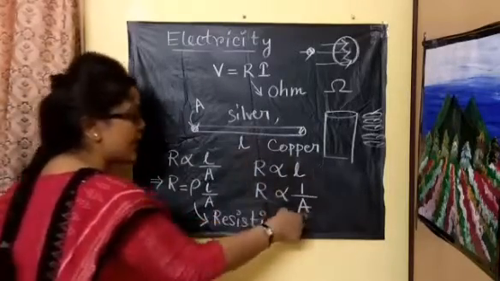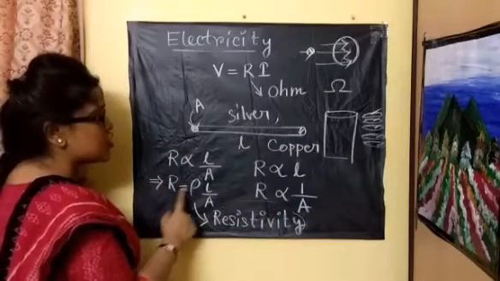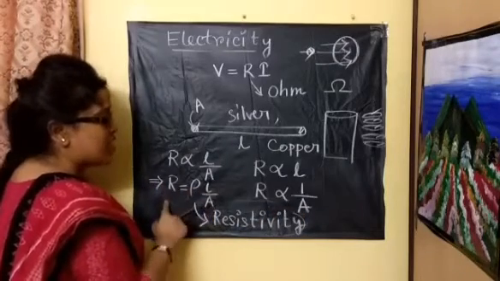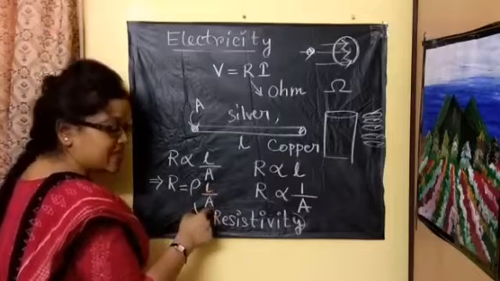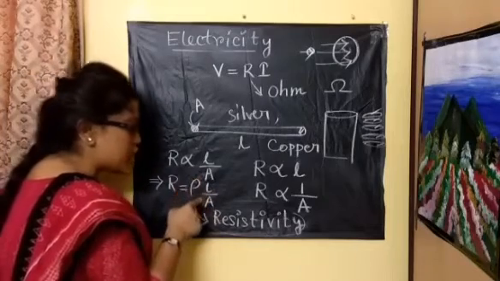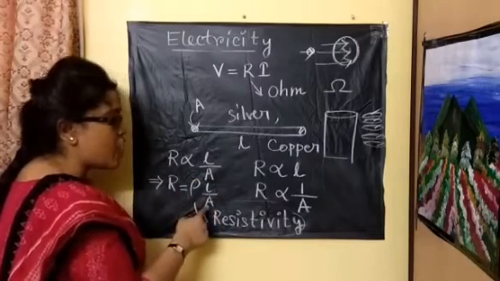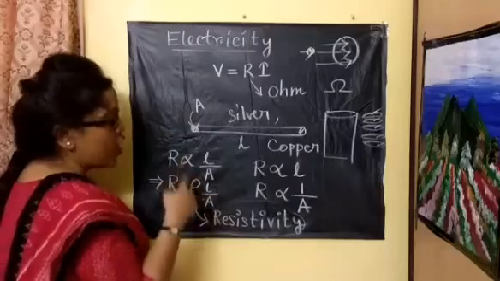Now from these two factors, what am I getting? R equal to rho L by A. This rho is called the proportionality constant of this equation, or the resistivity of the conductor.